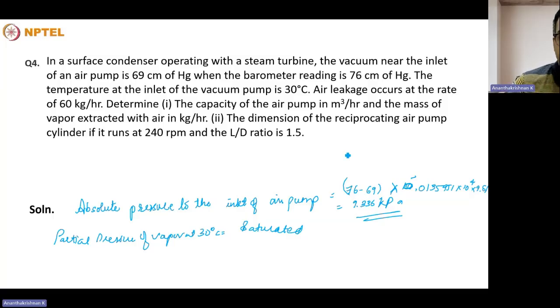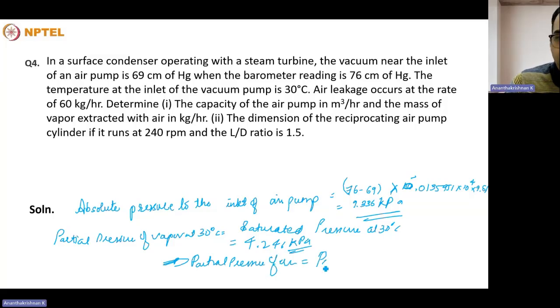So basically this is saturated condition, so we can take it as saturation pressure at 30 degrees. That will be equal to 4.246 kilopascal. Therefore, partial pressure of air will be equal to PA equals PT minus PS, which is equal to 5.09 kilopascal.